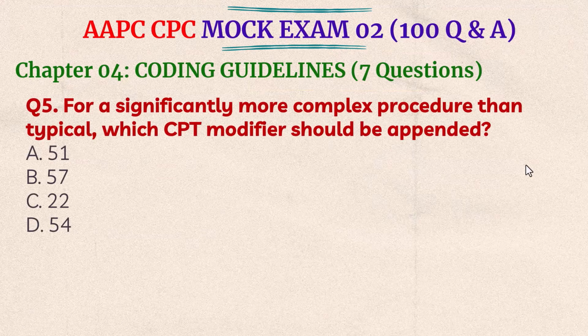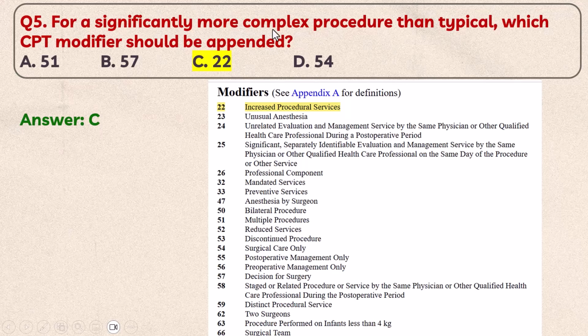Question number 5. For a significantly more complex procedure than typical, what CPT modifier should be appended? There are 4 answers: 51, 57, 22 and 54. Find the answer. Here the procedure is complex, so it needs more time and more effort. When you see the CPT modifiers on the back side of the front cover, you can go through all the codes. Modifier 22 is increased procedural services, 51 for multiple procedures, 54 for surgical care only, 57 for decision for surgery. So in this case, the correct answer is C, 22, that is increased procedural services.